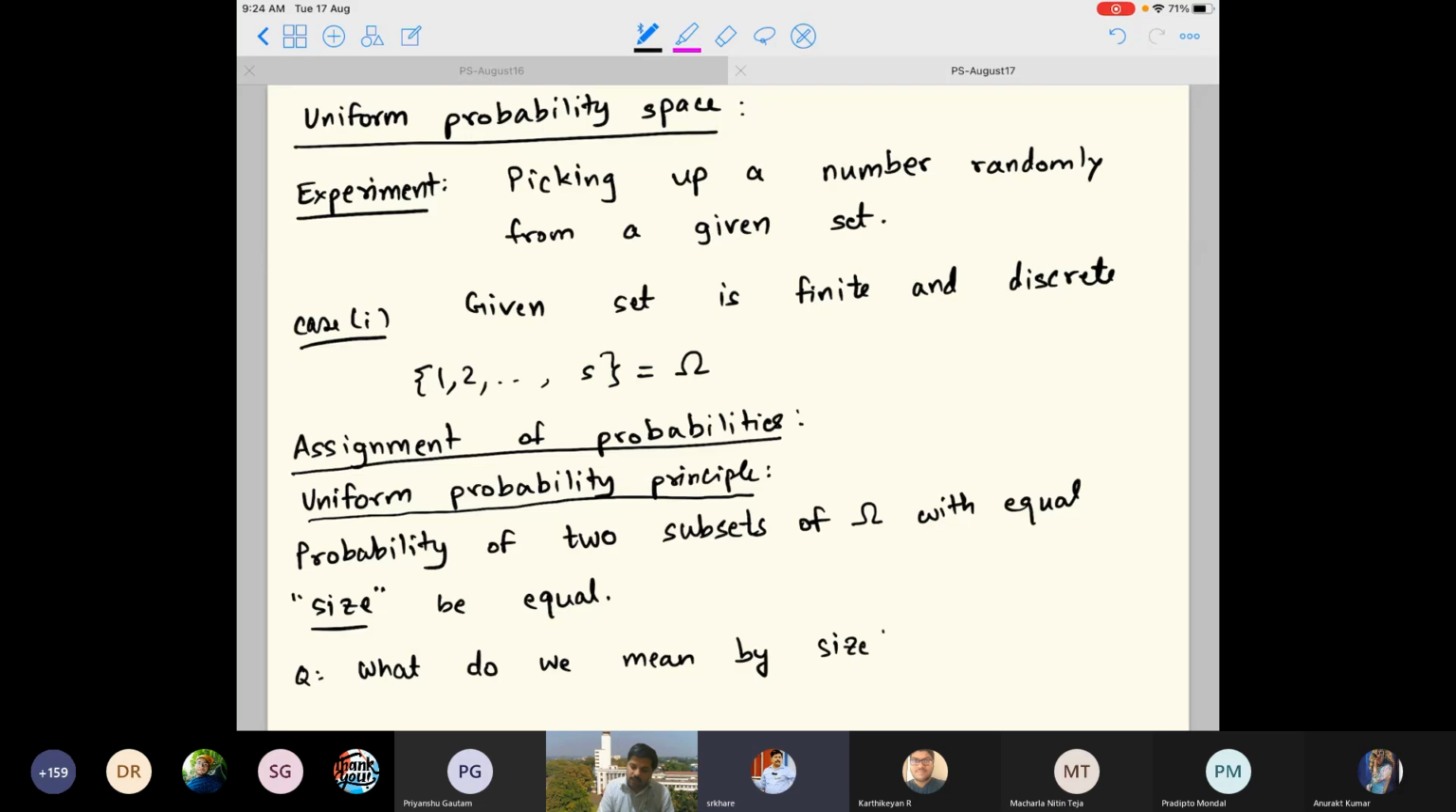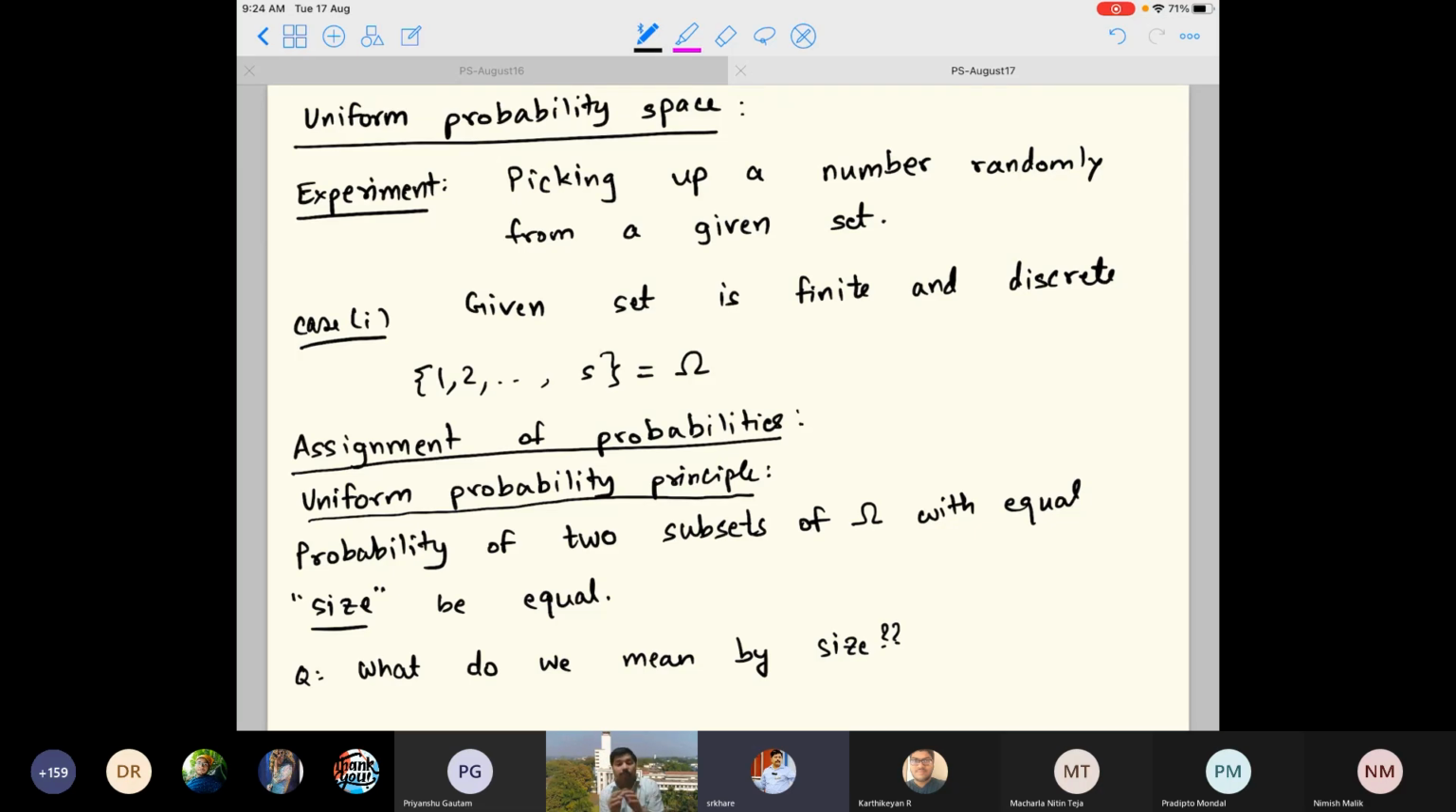So in case one, where you have omega equal to the finite set, the collection of numbers 1, 2, 3 up to s, what do you think is the size of a set? What can you define as size? The number of elements in the set. Correct. The number of elements in the set can be a good way to measure the size of the set.